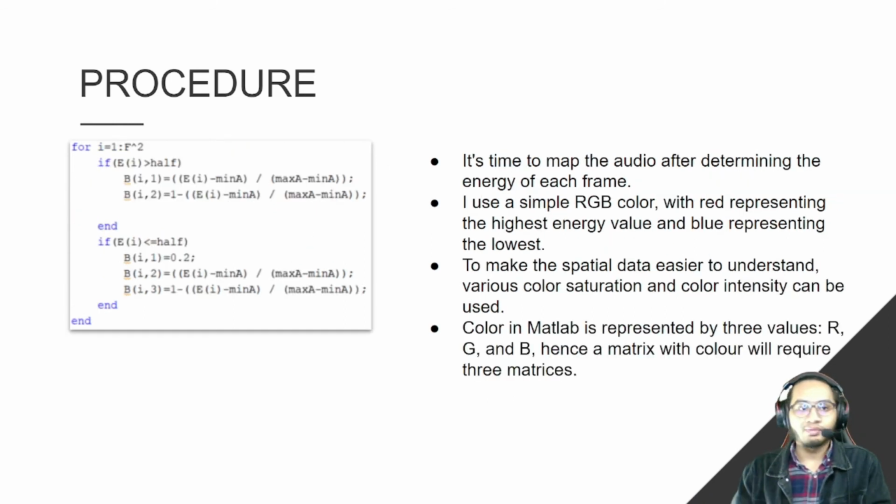So it's time to map the audio after determining the energy of each frame. I use a simple RGB color with red representing the highest energy value and blue representing the lowest. To make the spatial data easier to understand, various color saturations and color intensities can be used. Color in MATLAB is represented by three values, R, G, and B. Hence, a matrix with color will require three matrices.